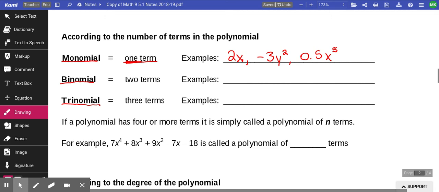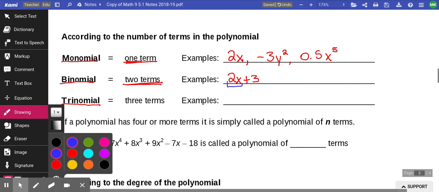Awesome. A binomial. Bi means 2. So this would be 2 terms. Examples of 2 terms would be something like this. 2x plus 3. That is 2 terms. The first term is 2x. Plus the second term is 3. Right? The 2x is one term because there's no addition or subtraction inside that 2x. And then it's plus your other term, which is a constant value of 3.